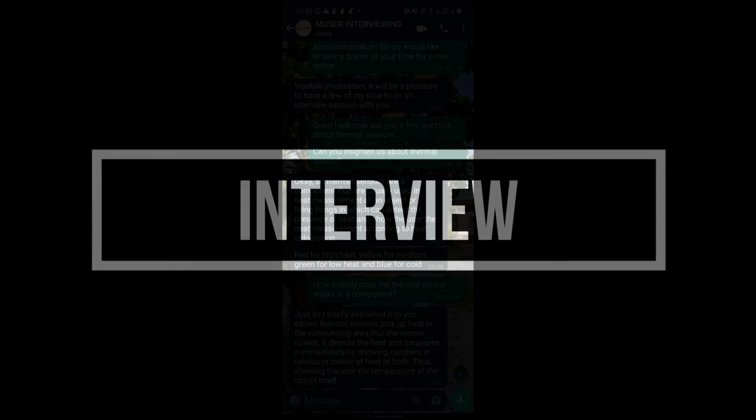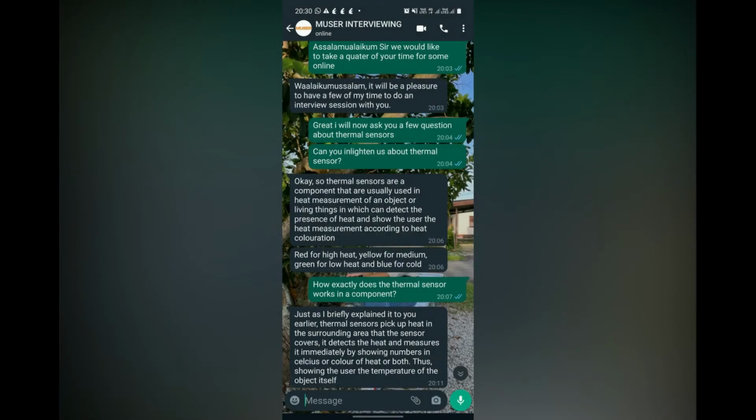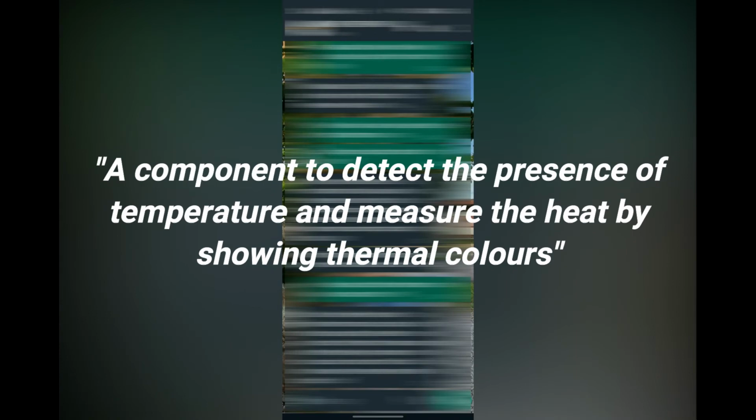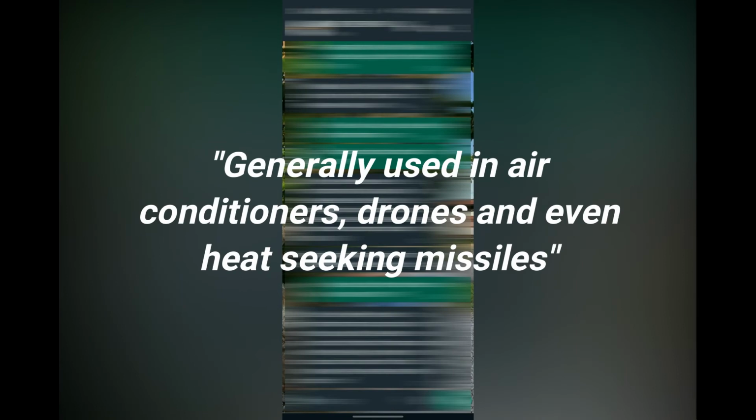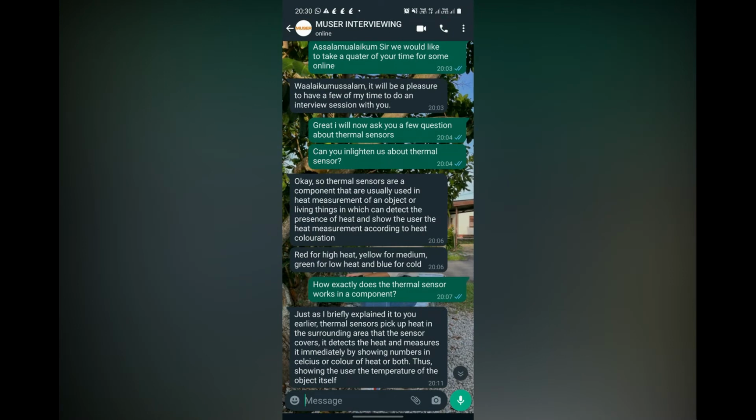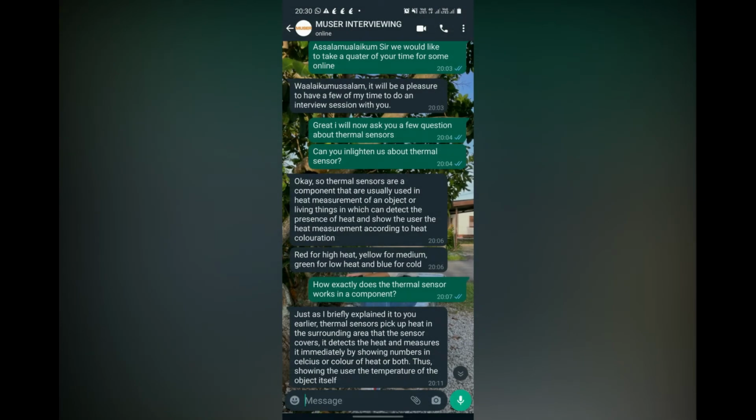As students, we don't know much about thermal sensors, so we went on and discussed with an interviewee from Muser. A few questions were asked about thermal sensors. He briefly quoted that a thermal sensor is a component used to detect the presence of temperature of objects. The interviewee also quoted that these components are generally used in air conditioners, drones, and even heat-seeking missiles. But in their area of expertise, they only use these thermal sensors in their body temperature scanners and thermal cameras, which are often used in premises such as malls, supermarkets, and airports.